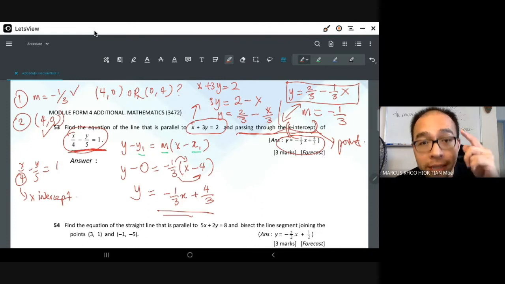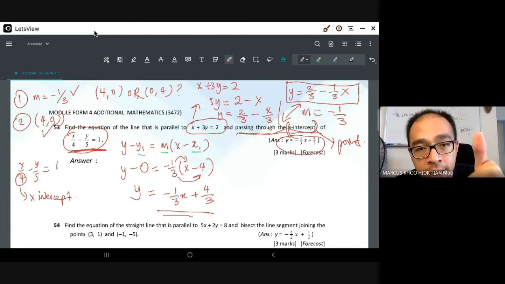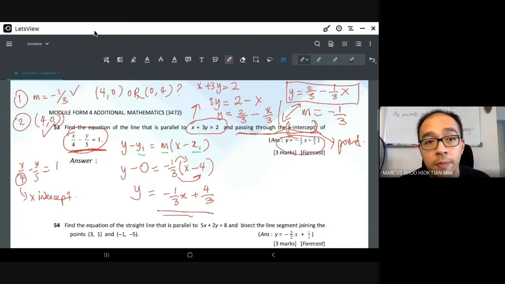So again, find the gradient, find the point, sub. That's the only 2 things that you need to think about whenever you do the equation of the straight line.